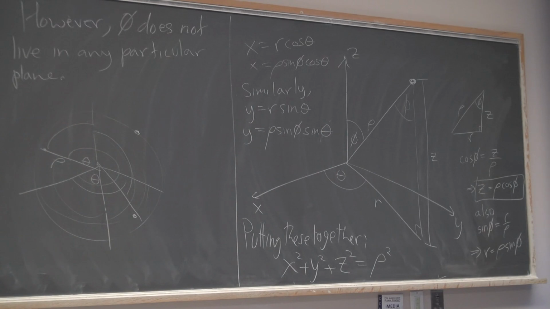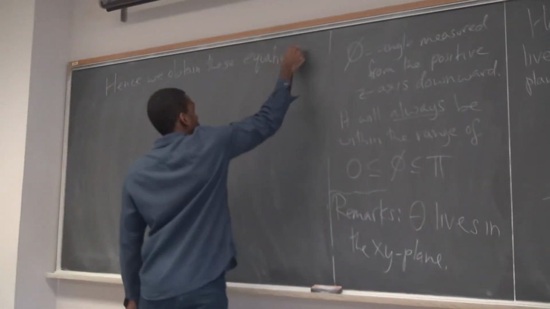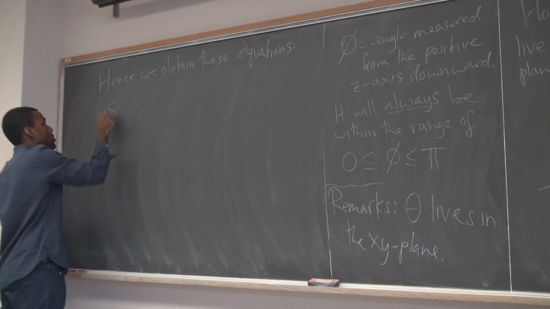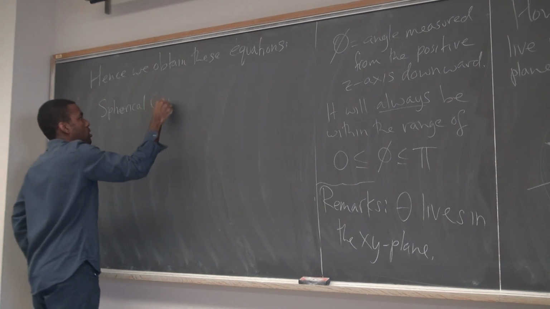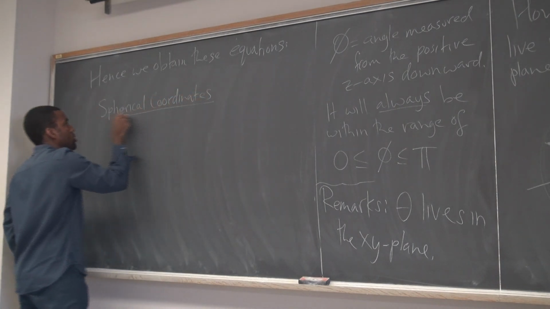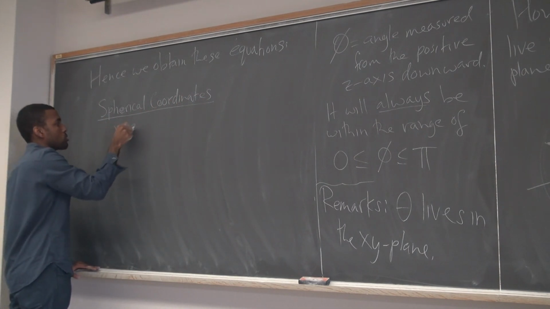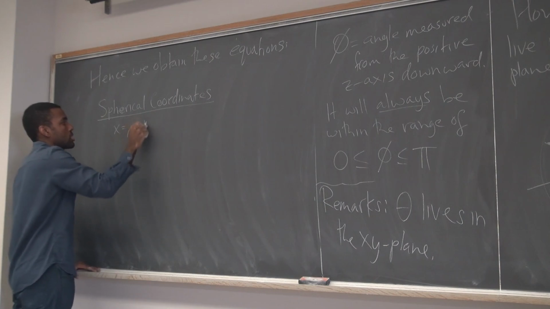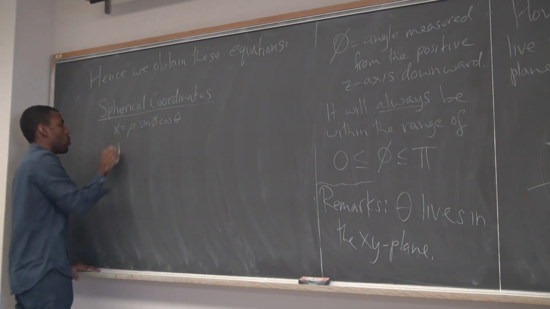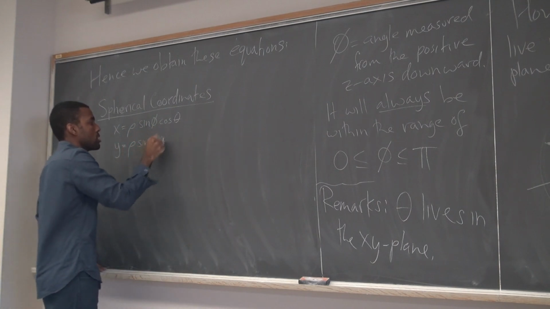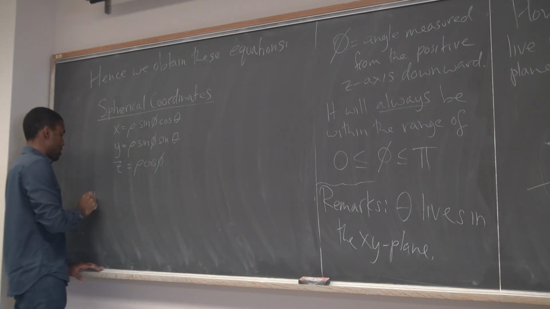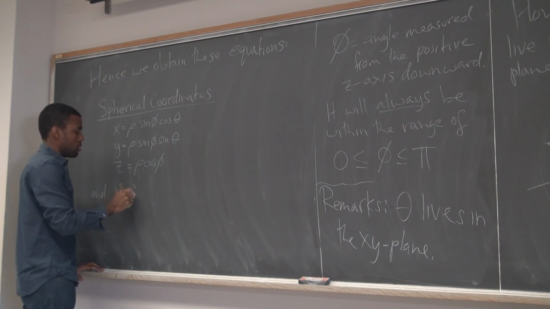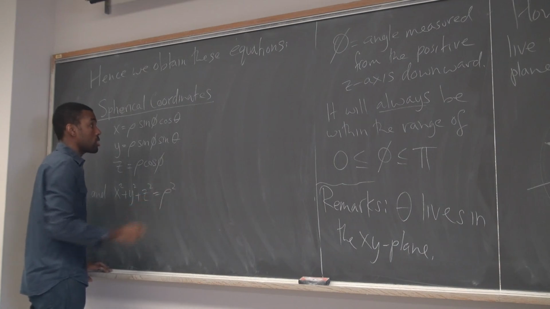Hence we obtain these equations. So for spherical coordinates, x equals rho sine phi cosine theta, y equals rho sine phi sine theta, z equals rho cosine phi, and x squared plus y squared plus z squared gives us rho squared.